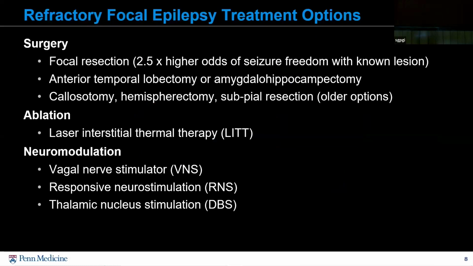There are some older surgical options, some of which may be used in pediatric practice. And in recent years, we have seen less invasive laser ablation therapy, either for mesial temporal sclerosis or other focal lesions. And there are a growing number of neuromodulatory approaches with devices such as vagal nerve stimulation, responsive neurostimulation with intracranial cerebral electrodes, and deep brain stimulation targeting thalamic nuclei, particularly the anterior and central median nuclei.